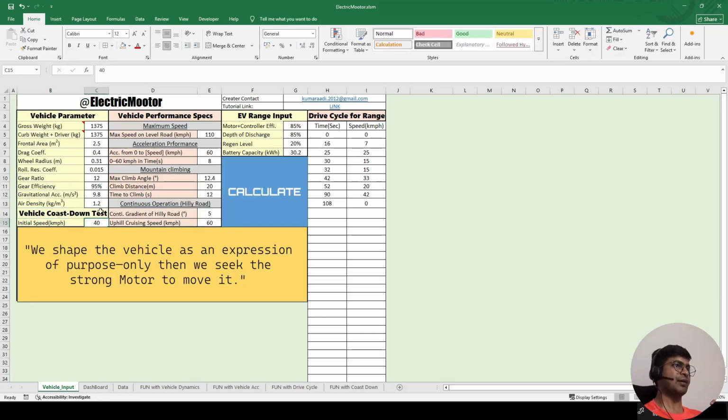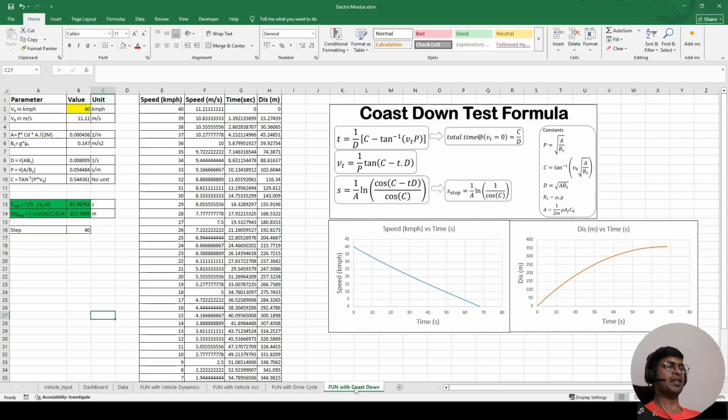What is this 40 kmph? When we accelerate the vehicle to a speed, that speed is the 40 kmph. After that, I am just trying to slow down my vehicle. So this we have to supply as an input, and once we are done with this input, come to this sheet which is for the coast down.